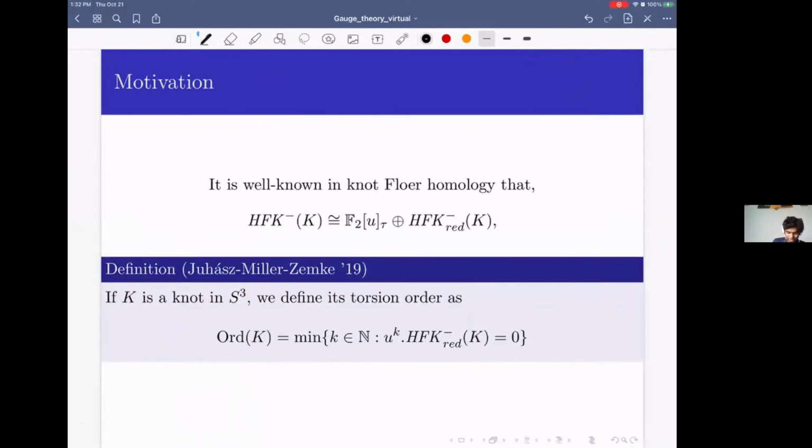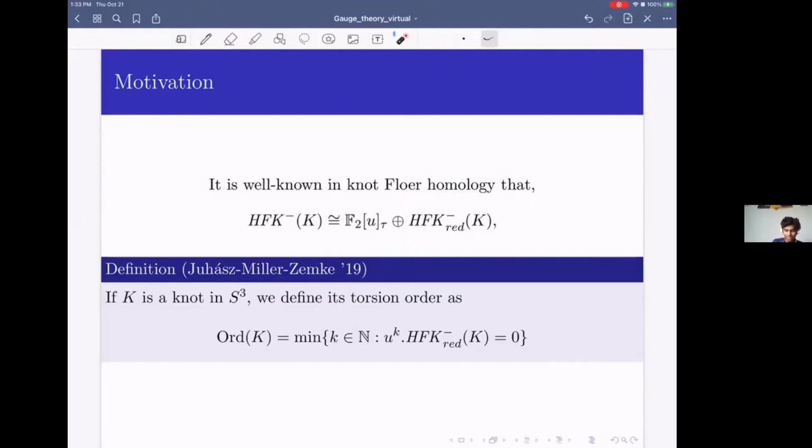It is well known in Floer homology that the minus version is an F[U]-module, where F is C in instanton and F2 in Heegaard Floer. It is a finitely generated F[U]-module, and structurally it is isomorphic to an infinite U tower plus some torsion stuff.